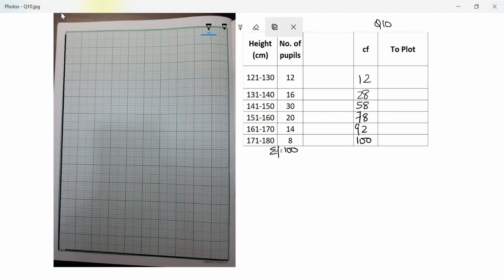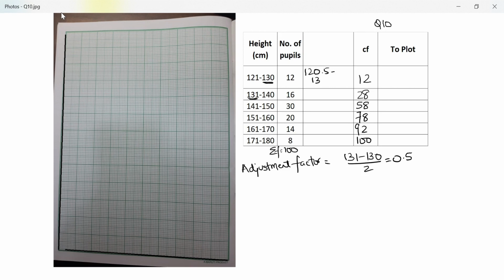But to draw an ogive, I hope you remember that we need continuous data. In this case, this is not continuous because the upper limit of this one is 130 and the lower limit of the next one is 131. So we need the adjustment factor. 131 minus 130 upon 2, which is 0.5. So I'll subtract 0.5 from the lower limit and add it to the upper limit. So 120.5 to 130.5. The next is 130.5 to 140.5.